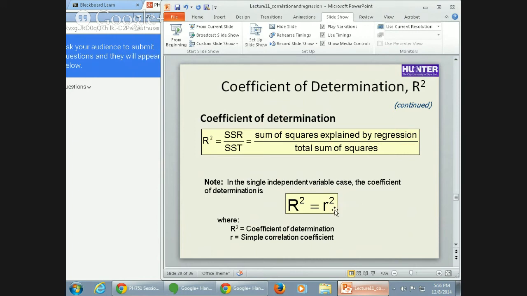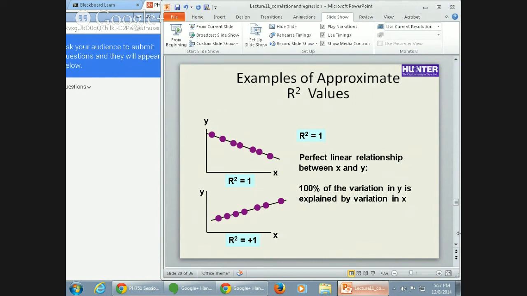So little r told us about the association between two variables and the sign of it. Big R squared tells us about the quality of our predictions of y from x, and they're closely related. It's just that R squared doesn't tell you anything about the sign of the association, because it's always positive. It just tells you how much of the variability of y is explained by x. So unlike with r, a correlation of -1 and a correlation of +1 are both R squared of 1, meaning 100% of the variability of y is explained by a variation in x.